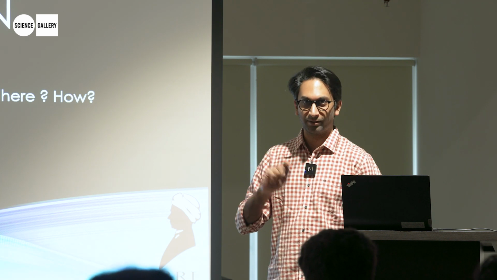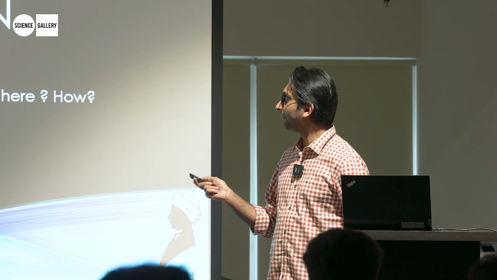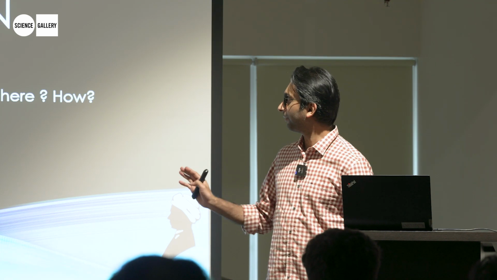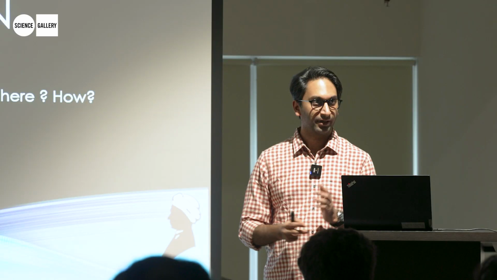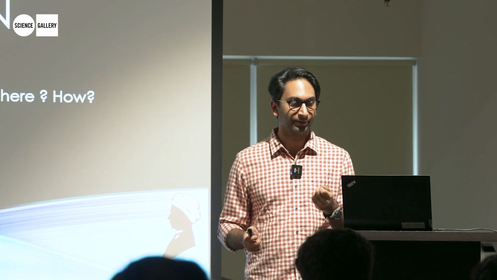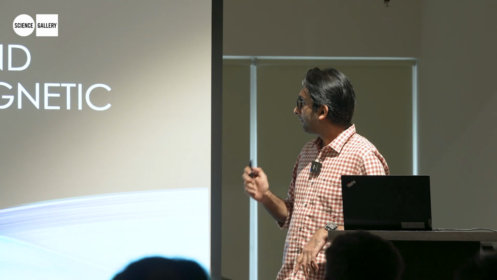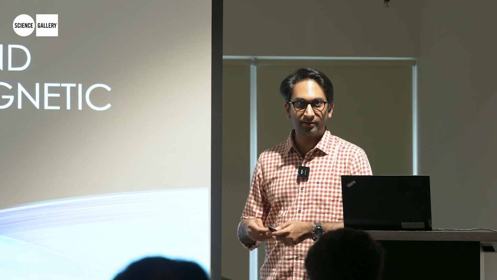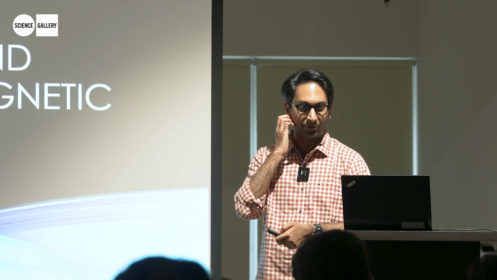The main topic here, as far as X-rays are concerned, is polarimetry using X-rays. What is polarimetry in general? What is polarimetry using X-rays? Where is it needed, what causes it, and how does it happen? These are the questions I want to address. I have divided the talk into two parts: first the physics aspect of it, and then the astrophysics of it.